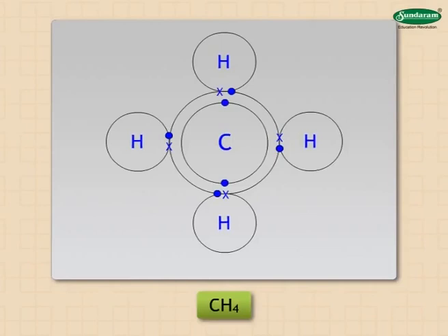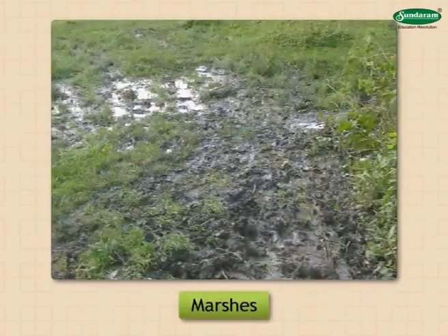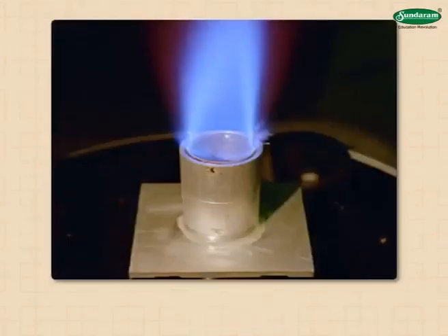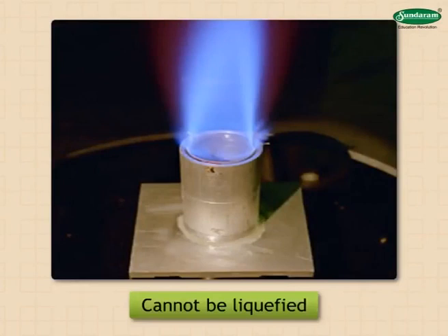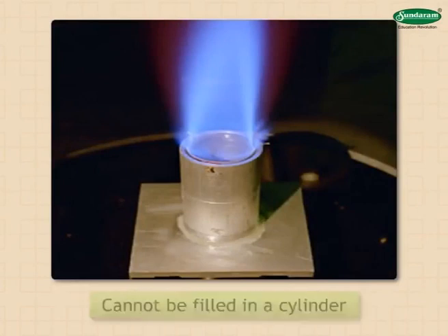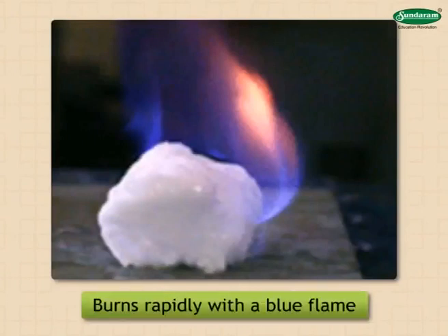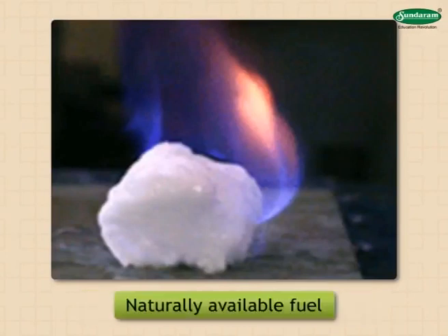In nature, it is formed in marshes. Hence, it is called marsh gas. It cannot be liquefied by applying pressure. Hence, it cannot be filled in a cylinder and has to be piped to the places. If methane gas is ignited in air, it burns rapidly with a blue flame. It has great importance as a naturally available fuel.